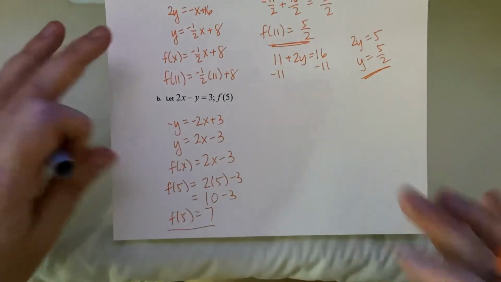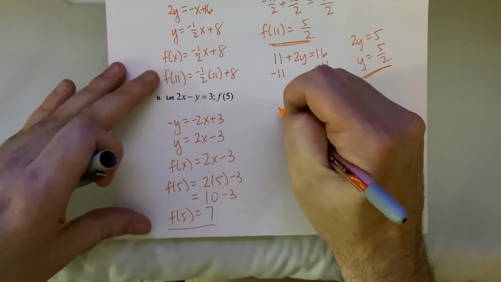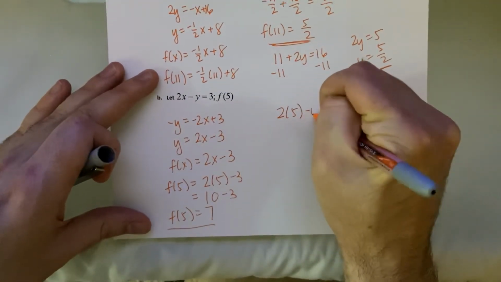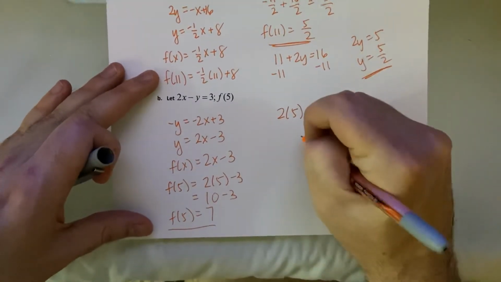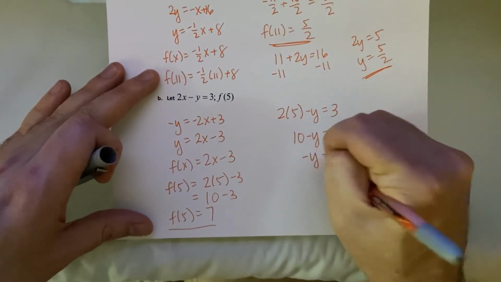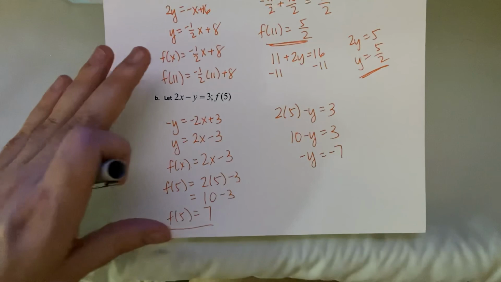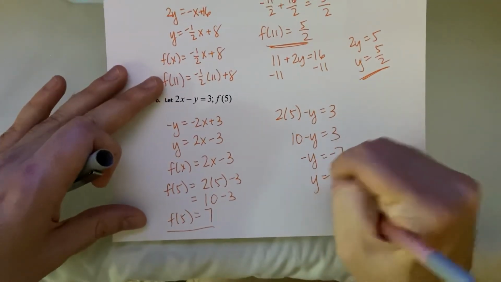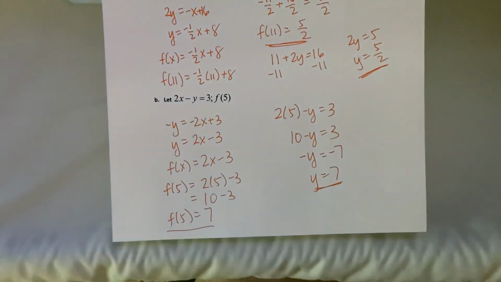Now, if we had done it the other way, just plugging in for x, we have 2 times 5 minus y equals 3, or 10 minus y equals 3. So negative y would be negative 7. Subtracting the 10 to the other side, we'd still get y equals 7. So again, the same answer. And that's all for 2.3.